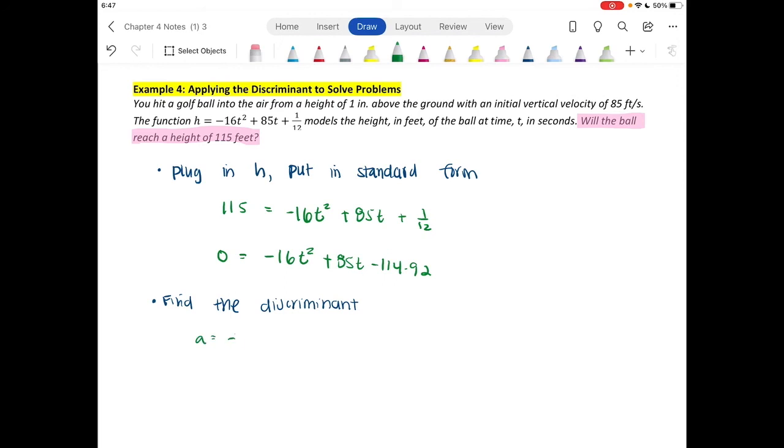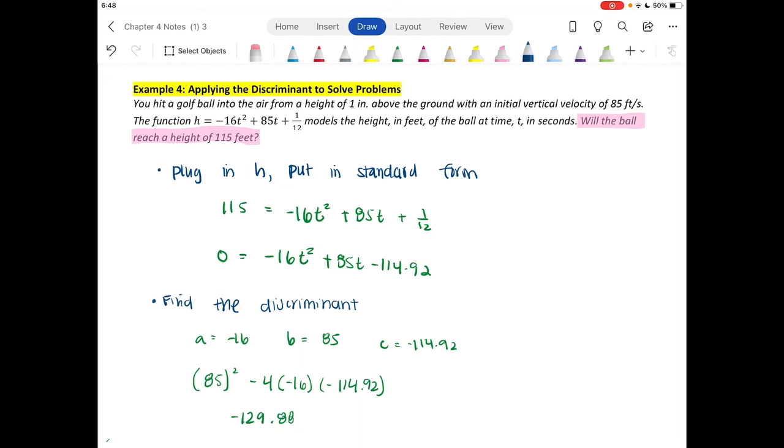We know that A is negative 16, B is 85, and C is negative 114.92. That will give us 85 all squared minus 4 times negative 16 times negative 114.92. This simplifies down to negative 129.88.